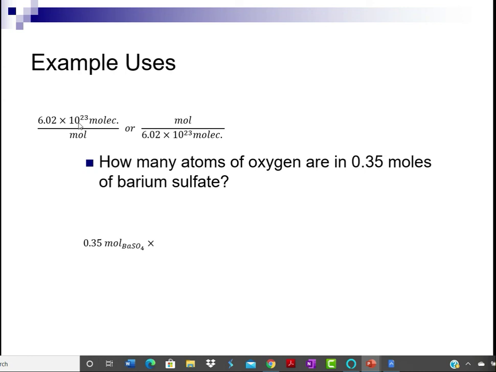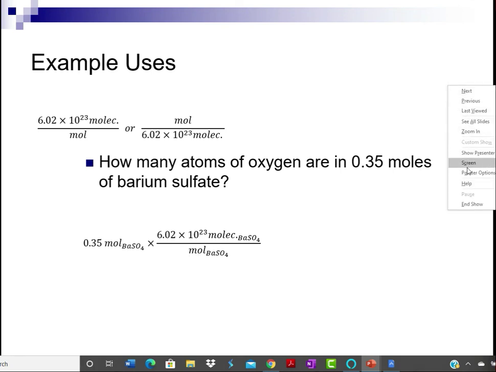Again, 6.02 times 10 to the 23rd molecules is equal to a mole, or a mole is equal to 6.02 times 10 to the 23rd molecules. So which one are we going to use? Left or right? If you chose the left, you are correct. The left one is the one we want to use because the mole's on the bottom, so our moles can cancel. And now we're left with molecules.